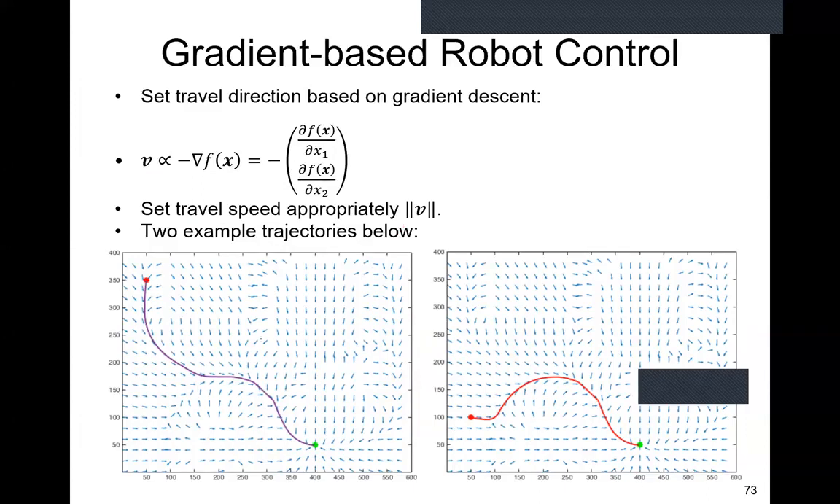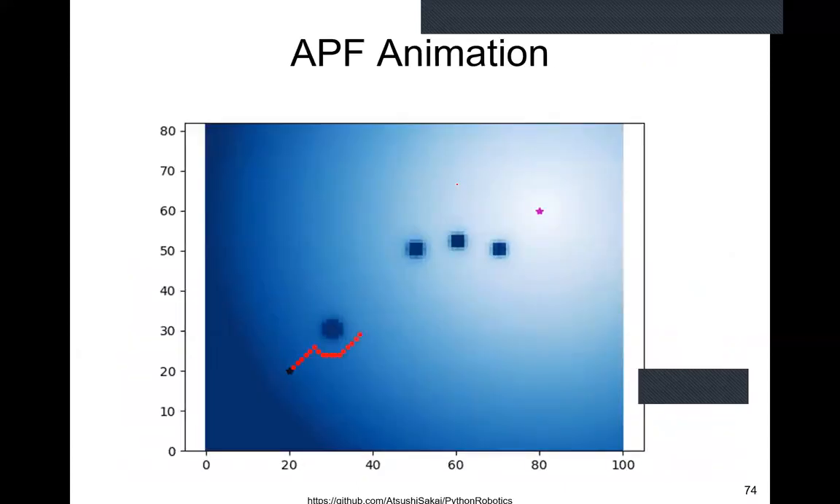So here are two example trajectories. If you start from this point, the arrows are gradient descent directions. Imagine a ball rolling down a hill. You'll eventually go this path. If you're starting from this point, it rolls in this way. So here's an animation. It naturally avoids the obstacles.